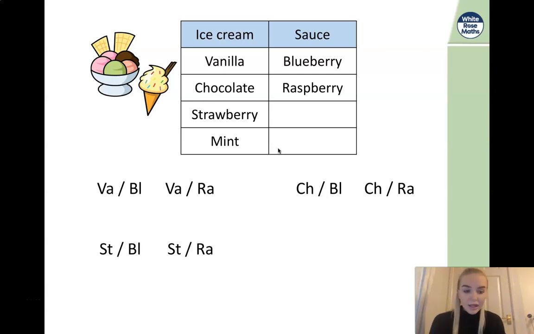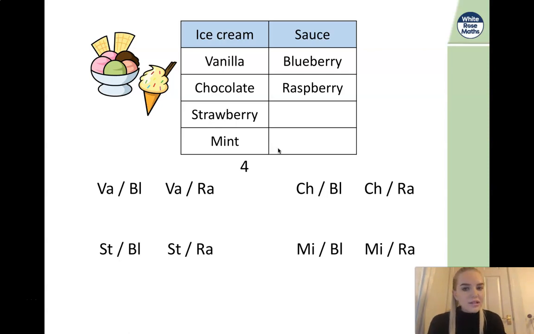And I know I cannot make any more combinations with strawberry, so I'm going to look at mint. So I know I can make mint and blueberry and mint and raspberry. How many combinations have I made? That's right, I've made 8 possibilities, 8 combinations.